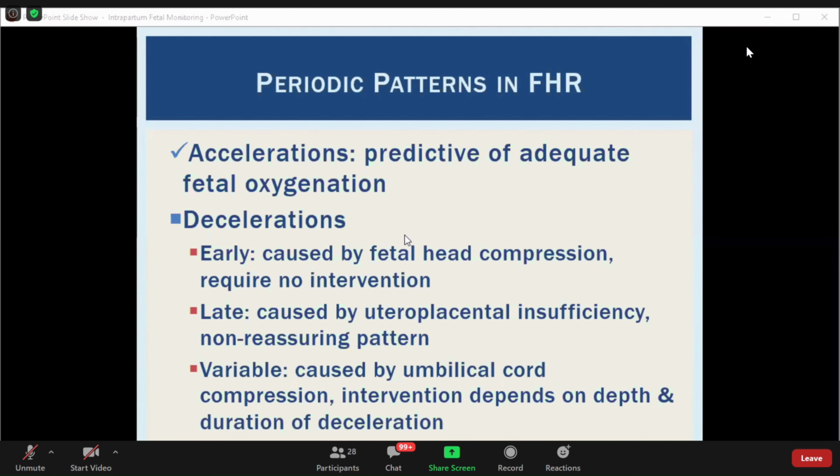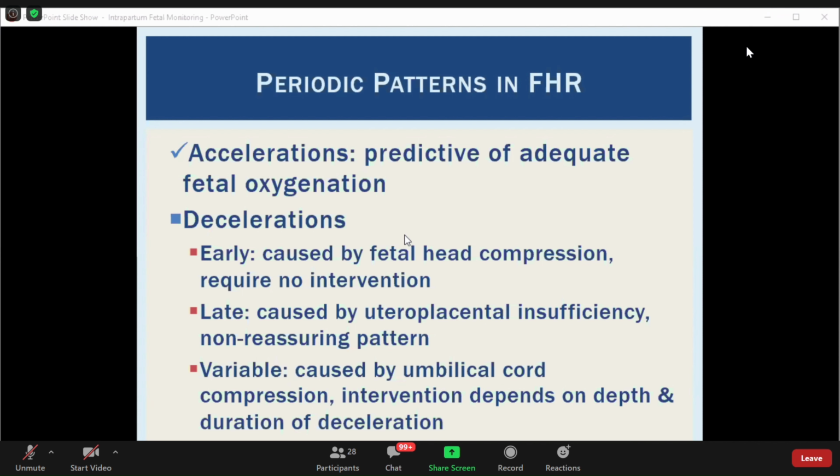All right. What we are more concerned about are decelerations, and depending on the type. So early decelerations are caused by fetal head compression if the fetus is in a cephalic presentation. Early decelerations require no intervention. They are to be expected. They do not require intervention.